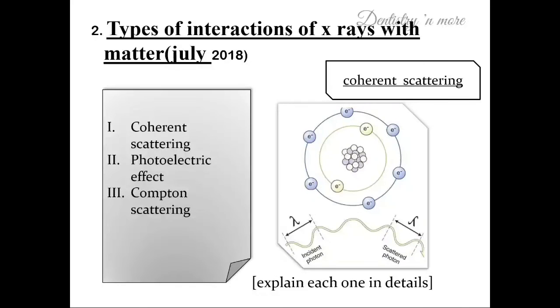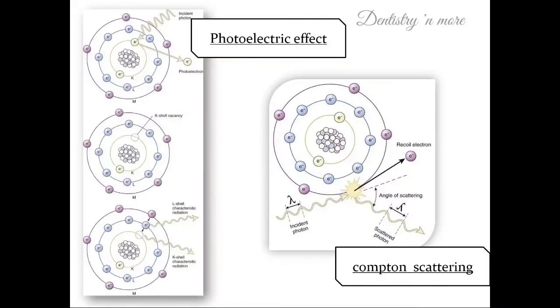Next is the types of interaction of X-rays with matter. This is well explained again in the White and Pharoah textbook under the chapter of radiation physics, with all the diagrammatic representations for all the types. That is, there are three types: the photoelectric effect, coherent scattering, as well as Compton scattering. Coherent scattering has already been explained in the previous slide. Next, I will explain what the photoelectric effect is.